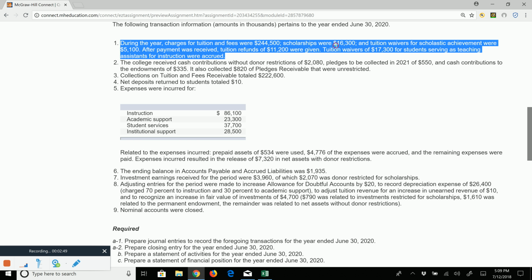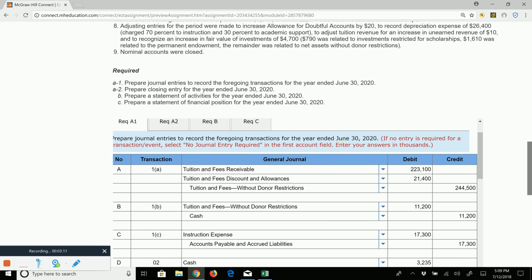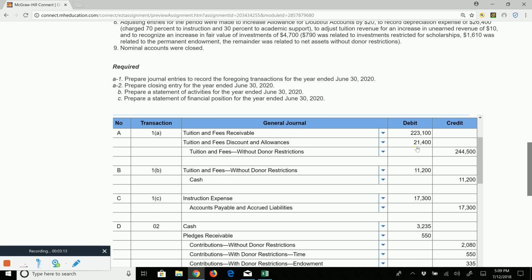Now, what was that $21,400? It's basically the scholarships of $16,300 and tuition waivers for scholastic achievement. Effectively, they're one and the same. So these are internal scholarships. It's not external, right? These are internal scholarships, which means the university is not going to be receiving this $21,400. All right? So that is what the $21,400 is.